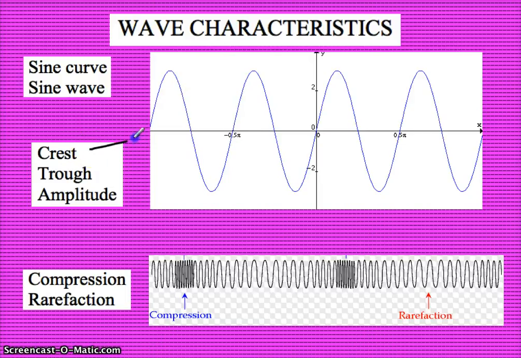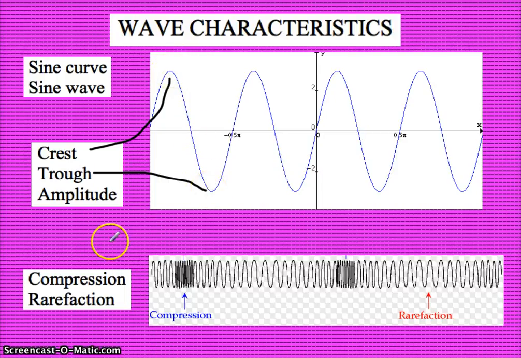A crest is this point at the top of the transverse wave. The crest is the highest point on a transverse wave, and you'll find later you can have them with longitudinal waves also. The trough is going to be the lowest point. Up here crest, up here trough.